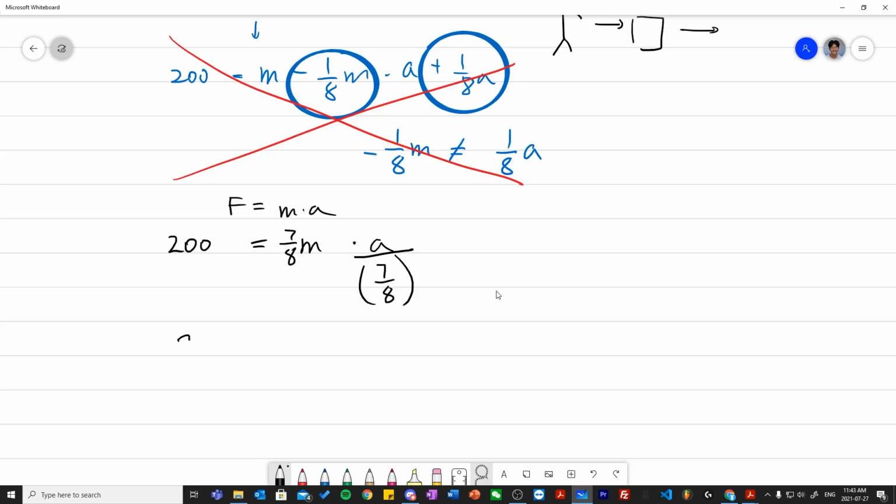Are you guys familiar with that? Dividing fractions and all that? You guys comfortable with that? Yeah, right? So this actually becomes 8 over 7 times a. So this is times, right?